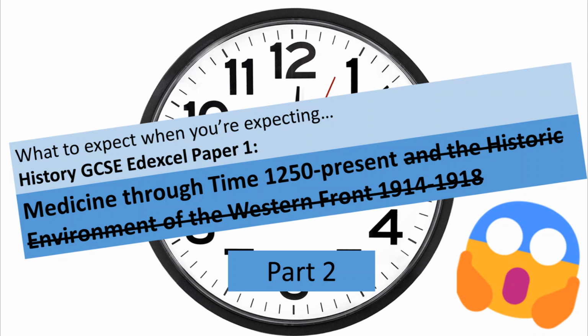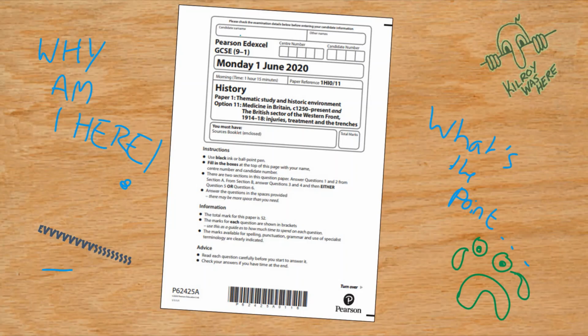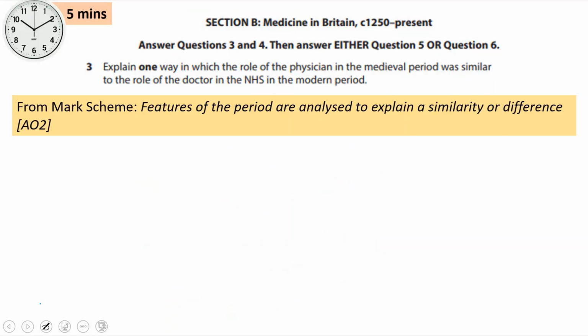Hello there, welcome to this second video, which is going to cover the second half of paper 1. So that's the medicine through time 1250 to present section of the paper. If you haven't already looked at the historic environment part, that's in an earlier video, which is linked via my profile. So check that out now if you haven't already. Let's get into it. In the second half of the paper, then, you have to answer 3 questions.